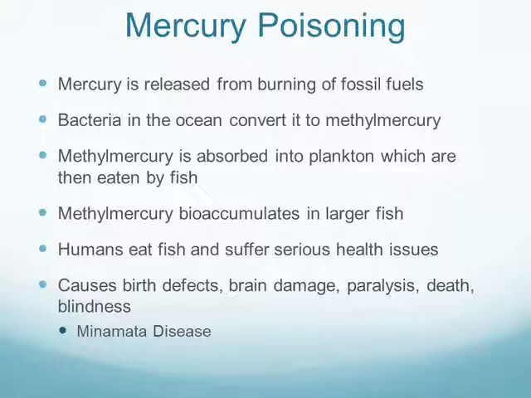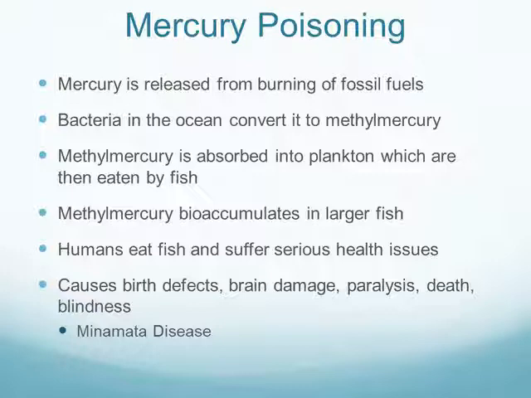As mercury travels up the food chain, it bioaccumulates in the larger fish. So that means that there's higher concentrations of mercury within the larger fish than there are within plankton. And I'll show you a graphic of that in a little bit. But humans, when they eat a lot of fish and accumulate enough mercury within their body, they suffer from some serious health issues like birth defects, brain damage, paralysis, death, and blindness.